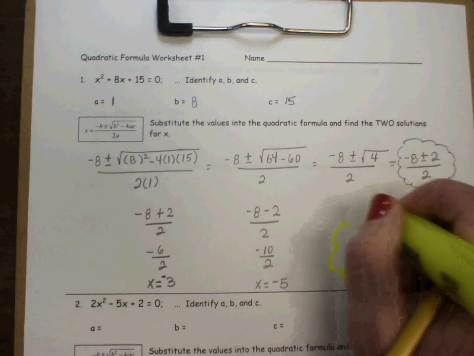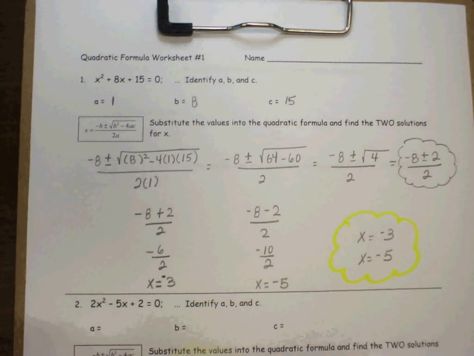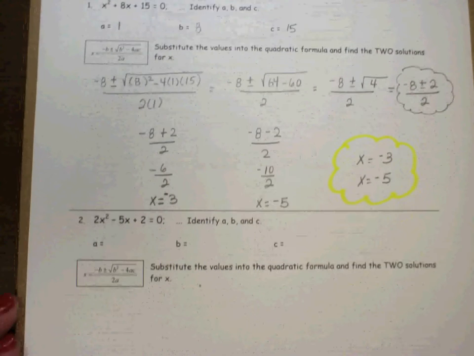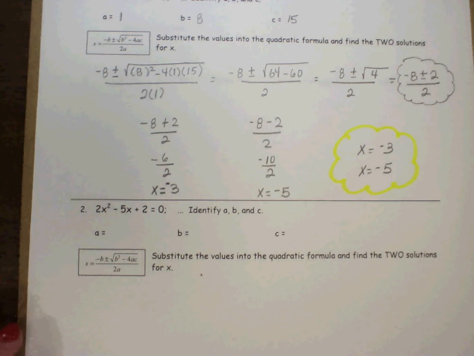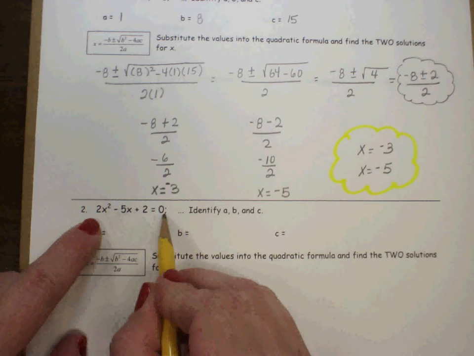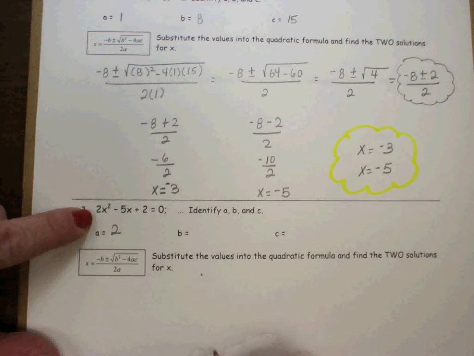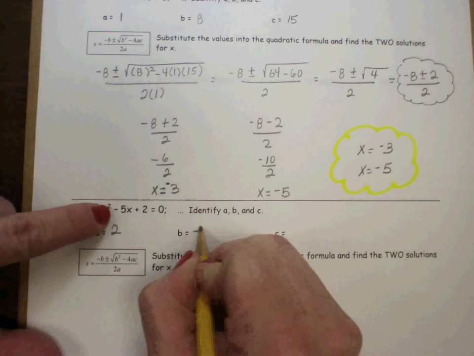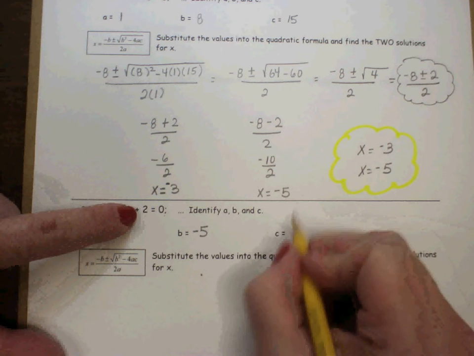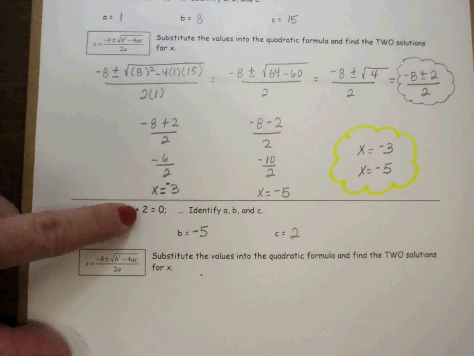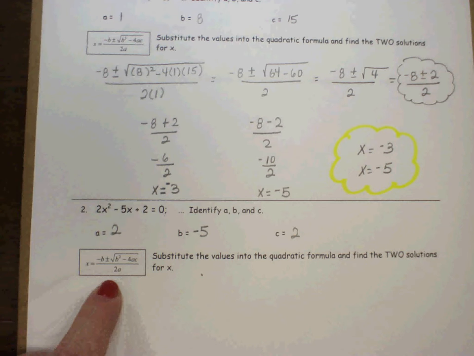Alright, same thing for the other one. Make sure that it's in standard form, which it is, and now let's identify A, B, and C. A is your quadratic term, which is 2. B is your linear term, which is negative 5. And C is your constant or your y-intercept, which is 2. And now what we have to do is substitute all those values in the quadratic formula.